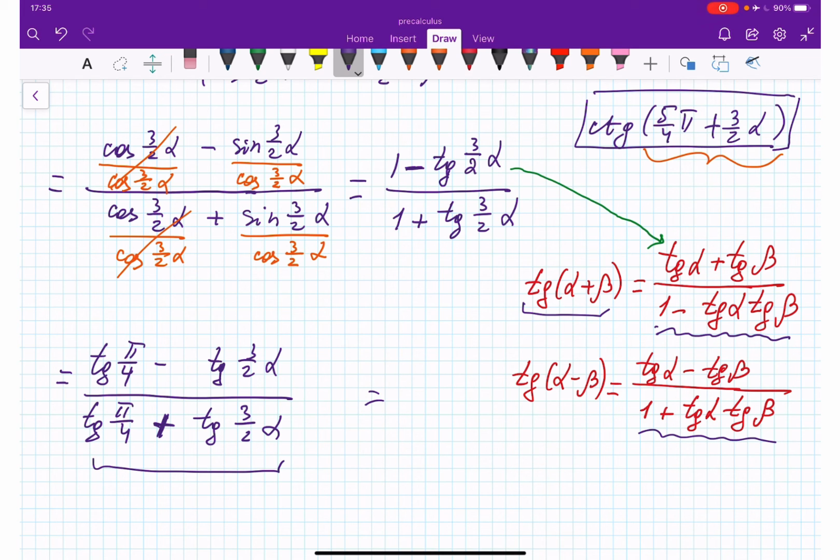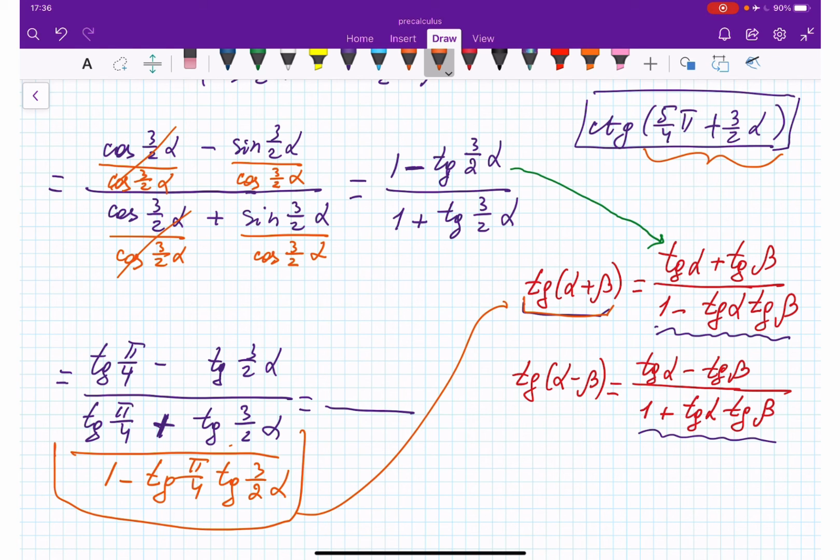But in the numerator, how to make in numerator? So if I divide, I need, okay, tangent pi over 4 is 1 by itself anyway, right? Now, I need tangent alpha, tangent beta. So since here I have tangent pi over 4 plus tangent 3 over 2 alpha, if pi over 4 is my alpha, and 3 over 2 alpha is my beta, so to get this tangent alpha plus beta, I need to divide by 1 minus tangent pi over 4 and tangent 3 over 2 alpha, right? And this, the whole thing, I will get this formula, correct?